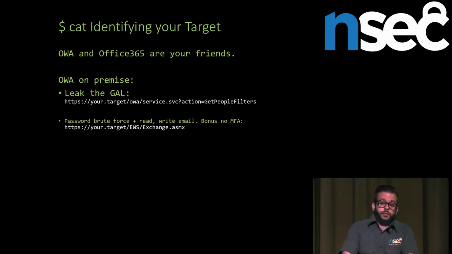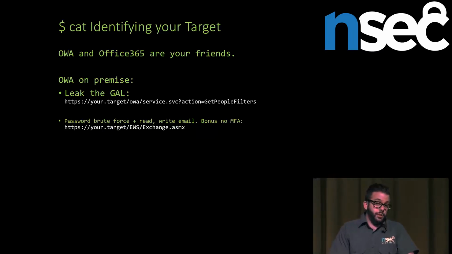Another really good thing is OWA. Actually, OWA is the devil, pretty much. You can do a lot of amazing stuff with OWA. Most companies are now moving to Office 365, which is the cloud version of it, but there's still a super cool feature. With OWA on-premise, you can actually leak the GAL, which is the global address list, which contains all the employees. All you need is a password, right? But it's not really hard because people tend to have terrible passwords.